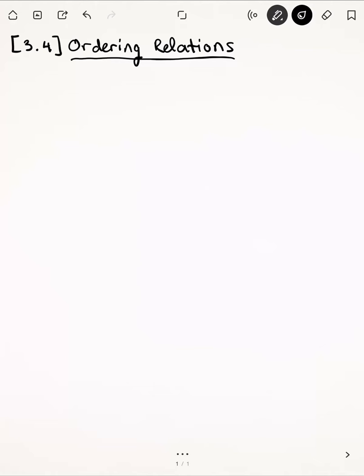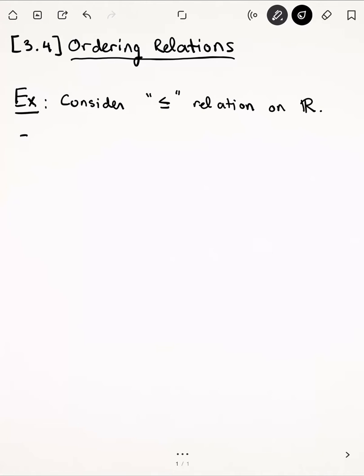And so before I define an ordering relation, I thought it would be best to illustrate some things with an example. So the classical example for an ordering relation is the following. Example. We want to consider the less than or equal to relation on the real numbers, right? So what can we say about the less than or equal to relation on the real numbers?